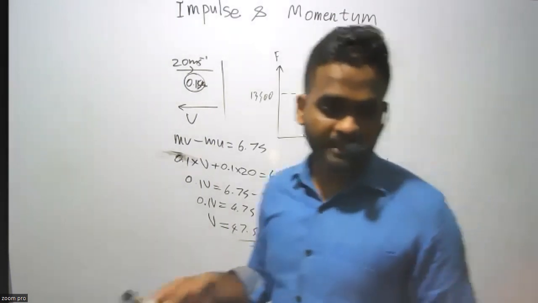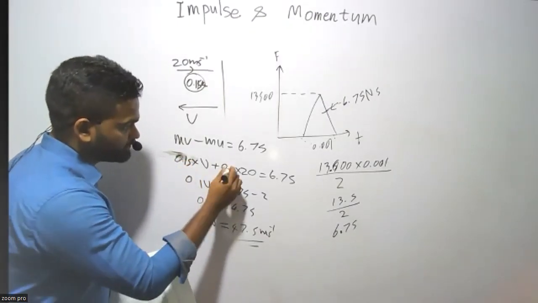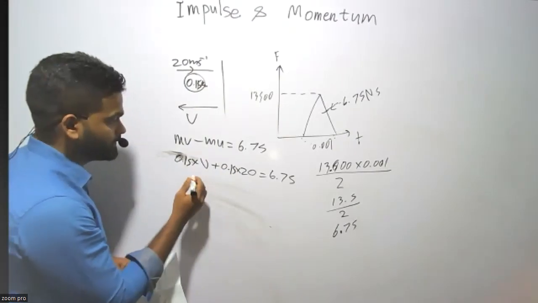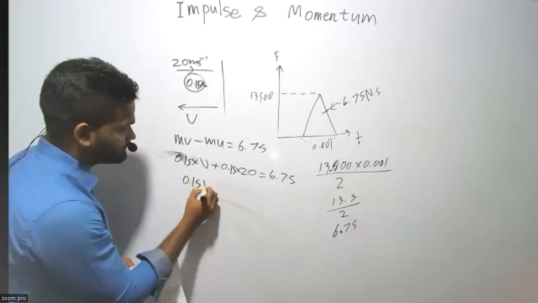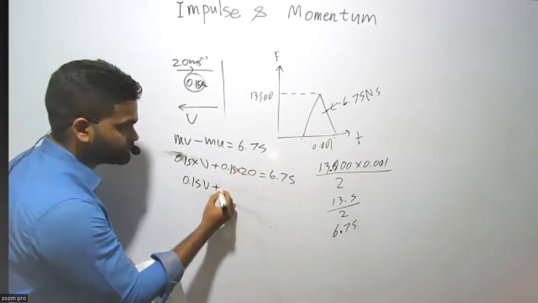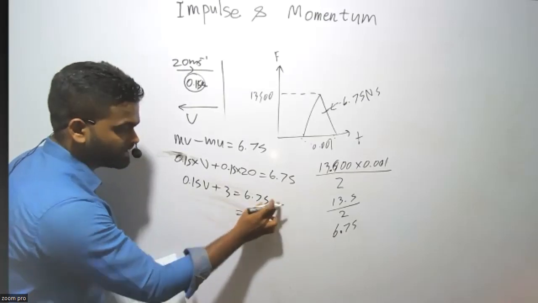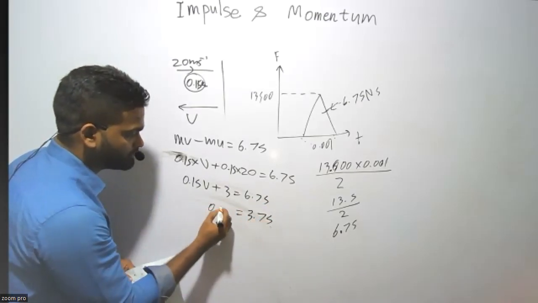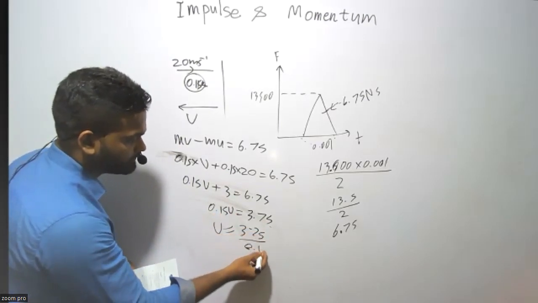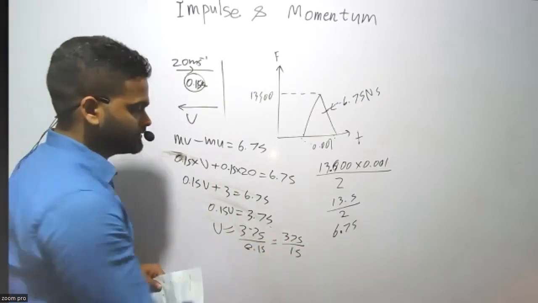Sorry. The mass is 0.15, right? Sorry. Mass is not 0.1, it is 0.15. Okay, 0.15 v plus 0.15 times 20, 1.5 times 2, 3 equals 6.75. 3 goes to the other side, then becomes minus 3, then this is 3.75, 0.15 v. So v is equal to 3.75 divided by 0.15. So that is 375 divided by 15.